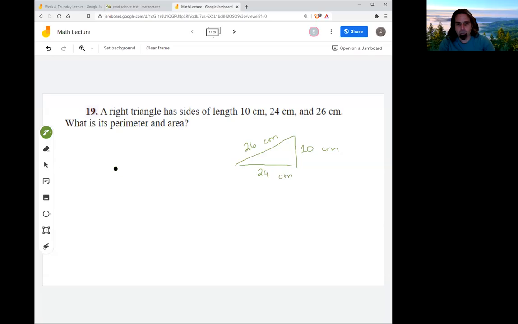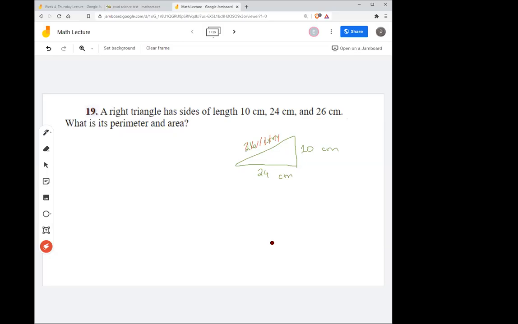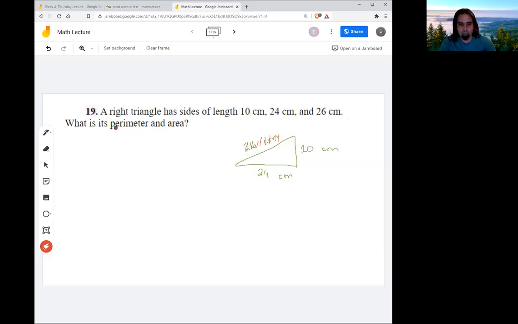So now that I have these on my picture, I can say, aha, I'm going to get rid of this one. That's a distraction. My formulas only care about base and height, about length and width. So any other number doesn't matter to me. So that's why we drew the picture. When you give me the sides of a right triangle, the longest one doesn't matter. That's the diagonal, not relevant. At least not relevant for area.